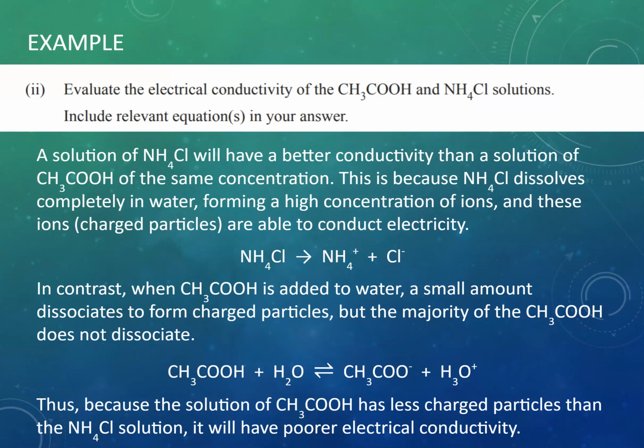You'll see that I've got a rightward facing arrow, just a straight arrow, to show that all of the ammonium chloride is going to break up to form ammonium ions and chloride ions. Now what I should also have in there is state symbols: solid ammonium chloride makes aqueous ammonium and aqueous chloride ions. In contrast, when ethanoic acid is added to water, a small amount dissociates to form charged particles, but the majority of the ethanoic acid does not dissociate. And again, I've got an equation, this time with an equilibrium arrow, showing that you've got some charged particles, but not that many. Thus, because the solution of ethanoic acid has less charged particles than the ammonium chloride solution, it will have poorer electrical conductivity.